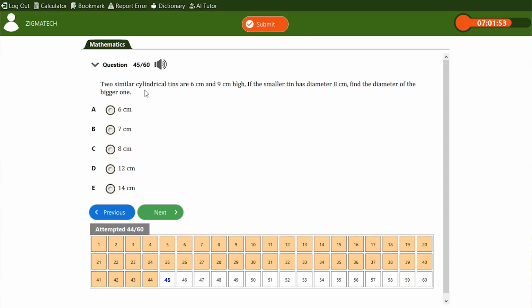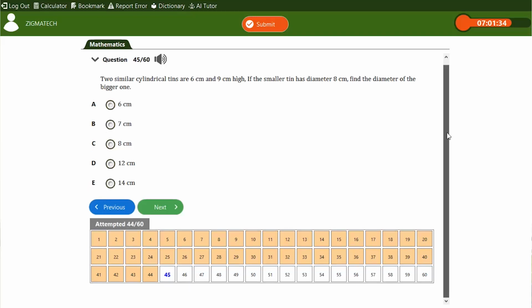Okay, two similar cylindrical tins are 6 cm and 9 cm high. If the smaller tin has a diameter of 8 cm, find the diameter of the bigger tin. It's still what we just did now, similar shapes, okay? So let's look at these.